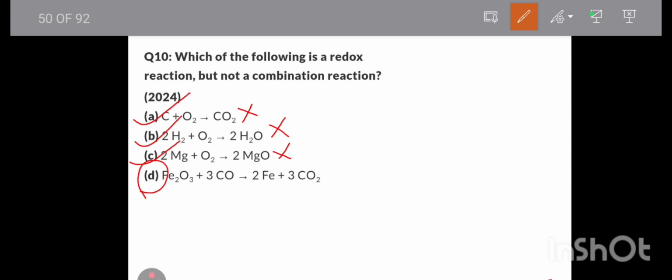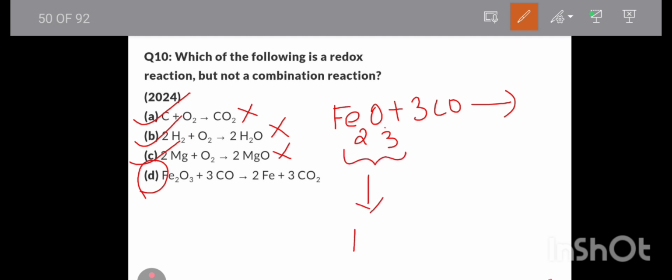Here, what is happening? Why is it called a redox reaction? Fe2O3 plus 3CO, carbon monoxide, is getting converted to 2Fe. So you can see this Fe2O3, when it is forming the product, is getting converted to Fe. That is, loss of oxygen is taking place, right? Here you can see CO is getting converted to CO2. That is, it has gained one oxygen. That is, gaining of oxygen. Oxidation is taking place here, right? So the correct option is option D.